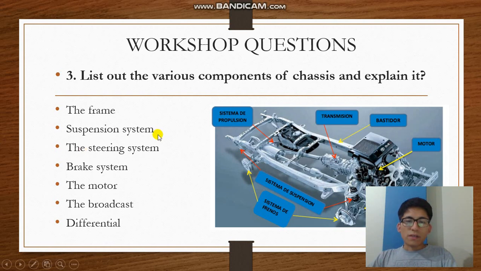Well, the suspension system is important because it protects the chassis from vibration. Suspension system is important because it supports the forces and vibration of the wheel. Well, and the steering system is normal.